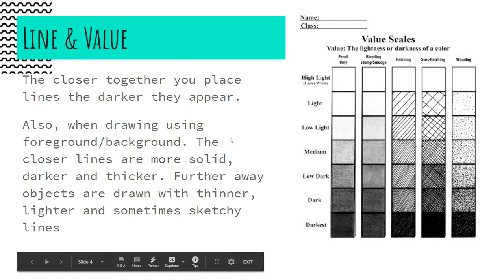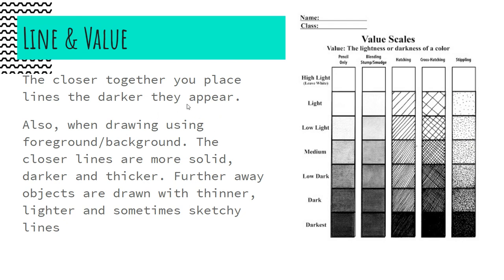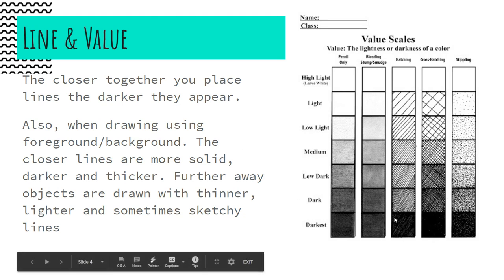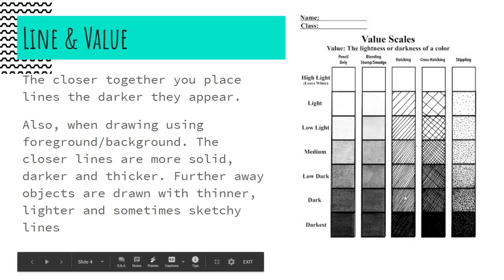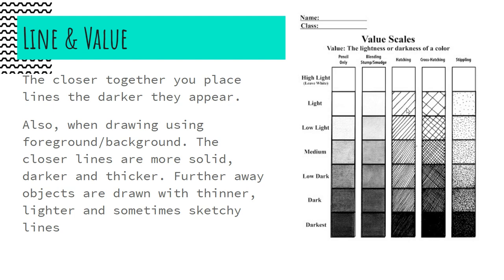Now, moving back to that idea of line and value, the closer together you place 2 lines, the darker that area will appear. So if you place lines right on top of each other, really, really close together, right here in this hatching pattern, you're going to get a dark value. Whereas when you move up to the light end of the value scale, you see that they are spaced further apart.